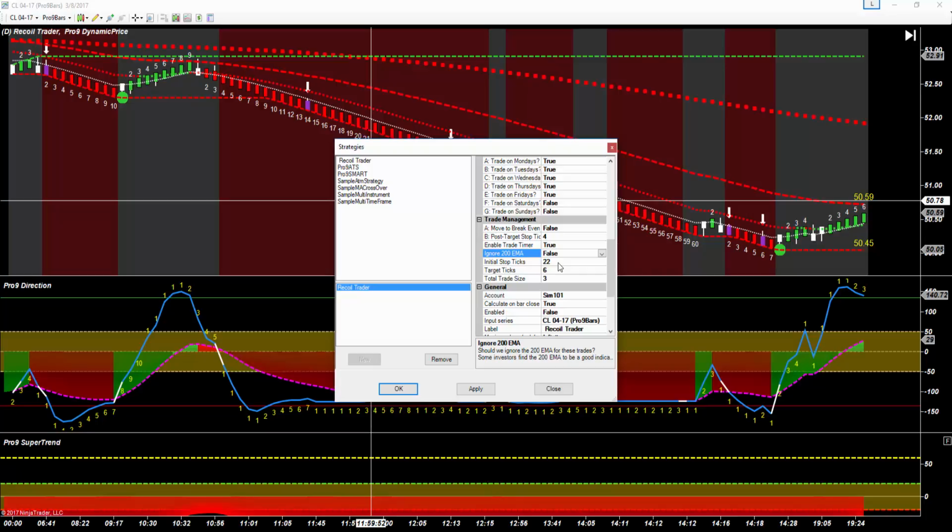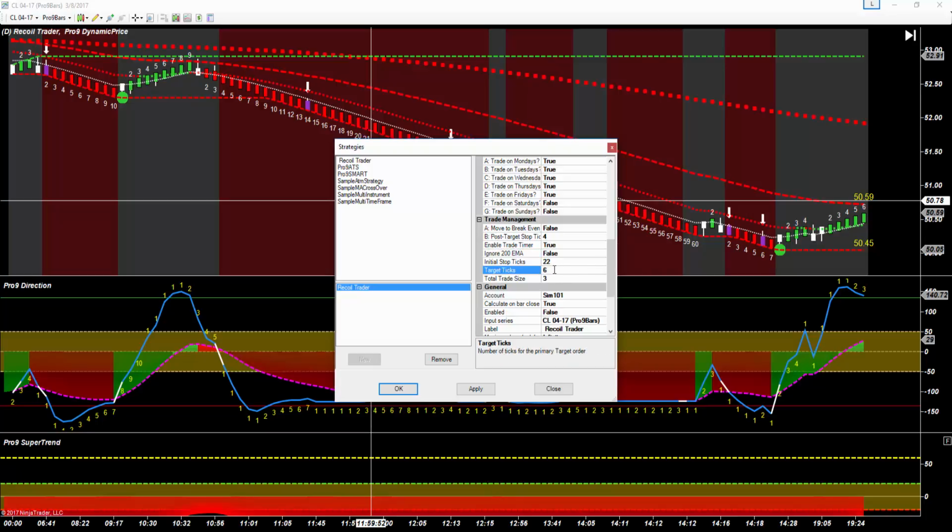So before you change it to 15 or 18 or whatever you think will work better for you, you will want to either do some market replay, back testing, or run it in sim, as there may be different stop settings that work better for different markets. And then we have our target ticks.